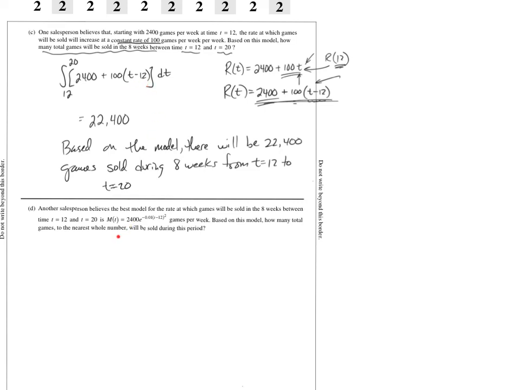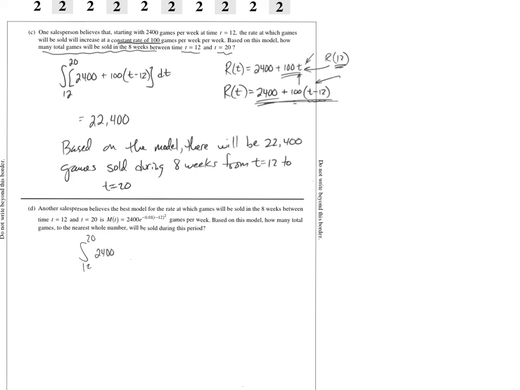But this last one is the same exact concept, except they're giving you an explicit function. You don't have to come up with this anymore. And they even put a little hint in here for part C. Notice how they have the time t minus 12. So it's kind of giving you a hint about how you could have done letter C. So this one is the same thing. It's just somebody else has this model to use, and they want to find out the total games per week from 12 to 20.